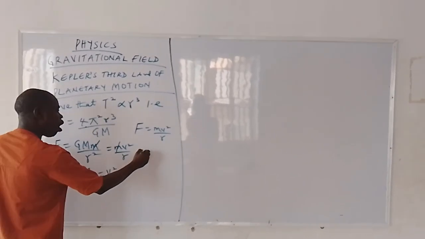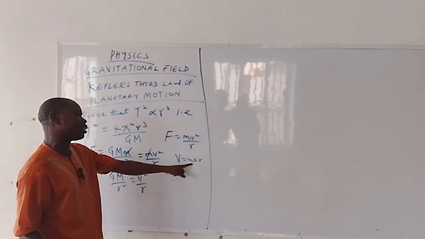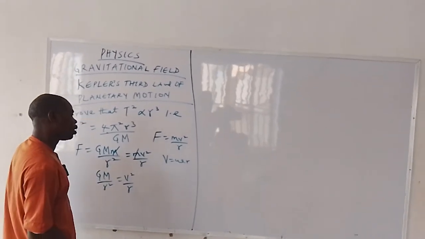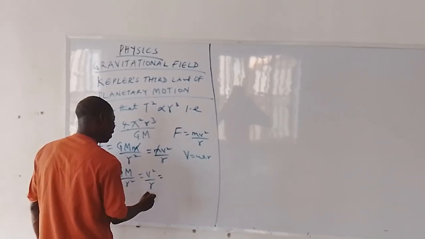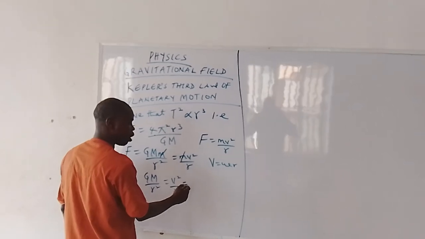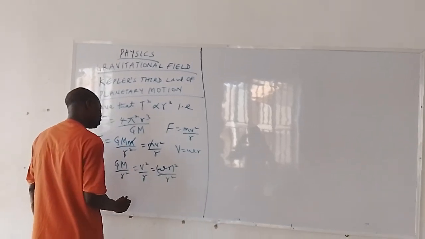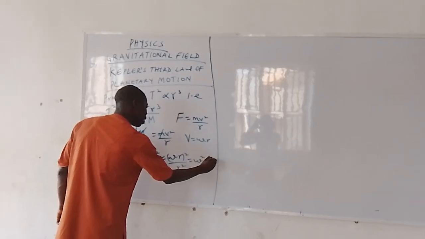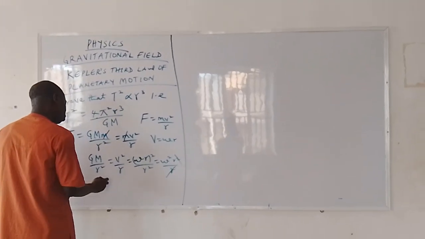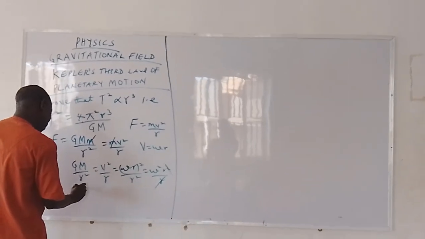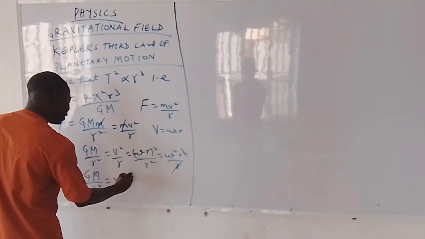At this juncture, from circular motion, v is equal to omega r. Omega means angular velocity, while r is the radius. So that means I can replace this v with omega r. If I replace this v with omega r, I have omega r squared all over r squared. So this gives omega squared r squared over r. Then one of these r cancels this r. So I have GM over r squared is equal to omega squared r.